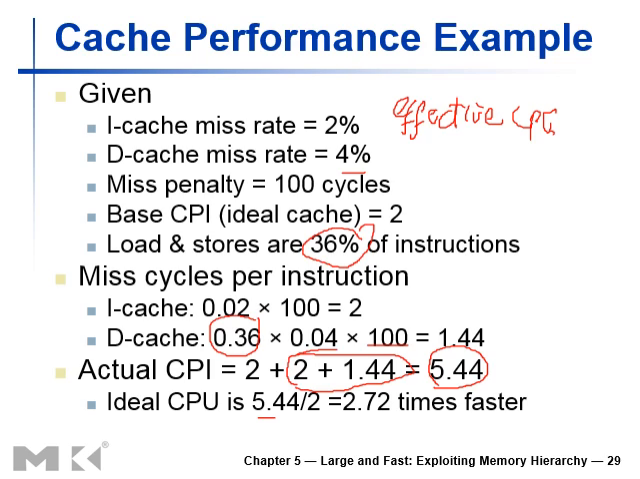So the ideal system is 2.72 times faster or more efficient as compared to the actual CPI of the actual CPU that has those proportions of misses with load and store instructions.